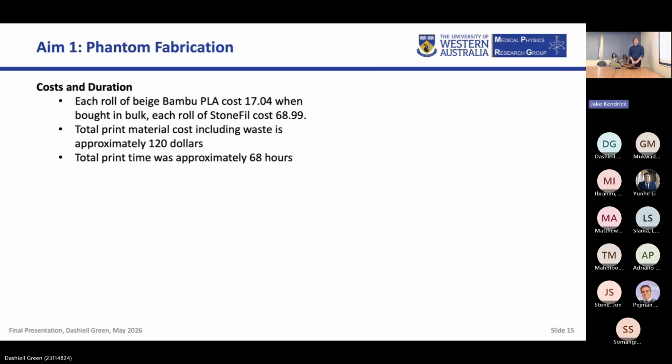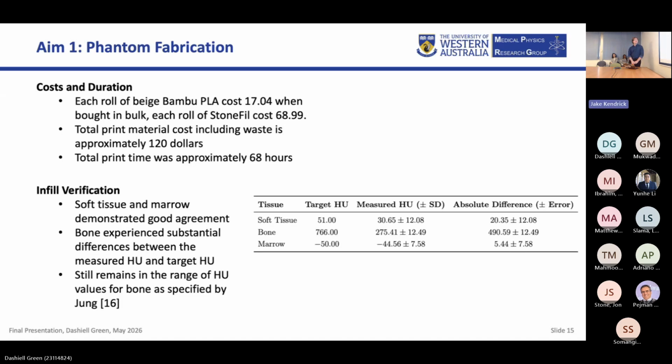So for the cost and duration, the total phantom cost around $120 for experimental filament as well as the entire phantom, and the total print time was approximately 68 hours. We did an infill verification on the HU to see how close it was. So soft tissue came to about 30 HU, which in the same paper that mentioned the 50 to 60 said it can drop below this value when adipose tissue is found in the soft tissue region. So this actually correlates well with that anyway. Bone was found to be the biggest discrepancy, down at 275, but this still remains in the range of the HU values for bone specified by Jung.